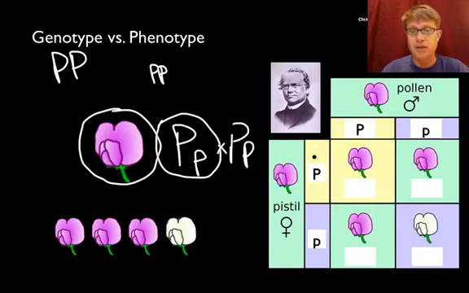And then we simply figure out what comes. So here's big P, big P. So we get a big P from one, a big P from the other, so that'd be big P, big P. Since big P is dominant, we get a purple flower.